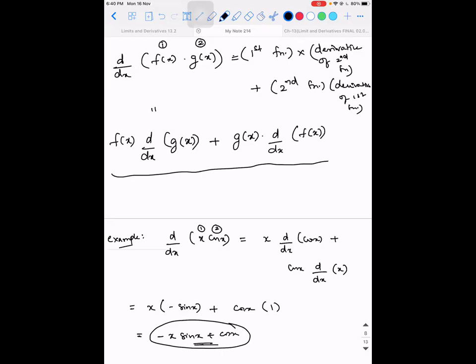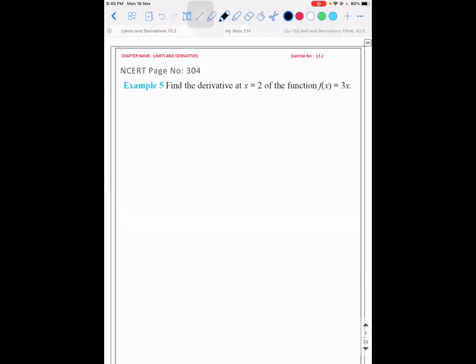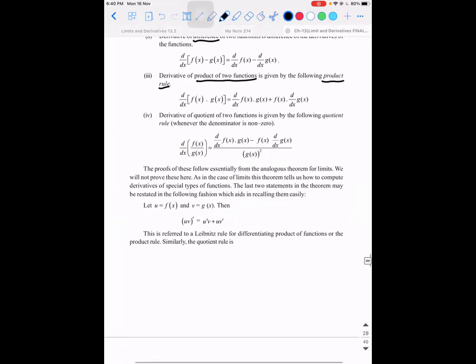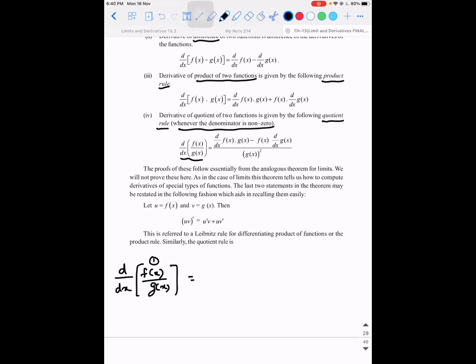So the last one is called the quotient rule. This quotient rule is applicable only when the denominator is non-zero. That is, if I have two functions f of x and g of x, and you want to find the derivative of f of x by g of x, then it is like this: d by dx of f of x by g of x is equal to, you take the numerator as first, denominator as second.